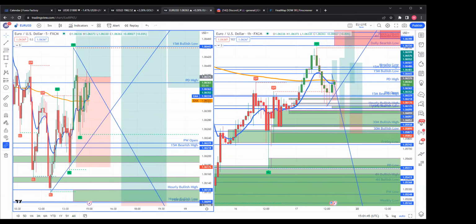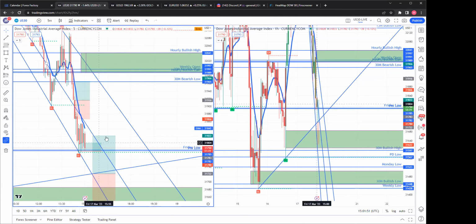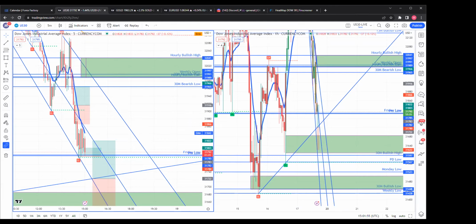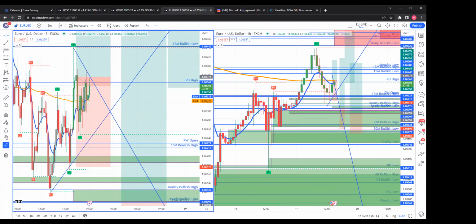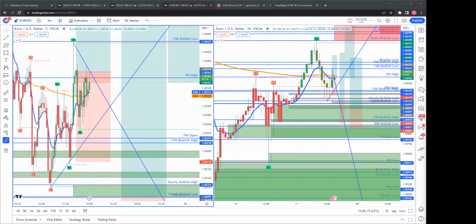Yeah, and you can see that rejection. Let's see what's going to happen in 3 minutes. But what I can see here is that price is being squeezed. So it's being squeezed in between the 9 EMA and in between that trend line. But to me, US 30 is definitely still bearish.